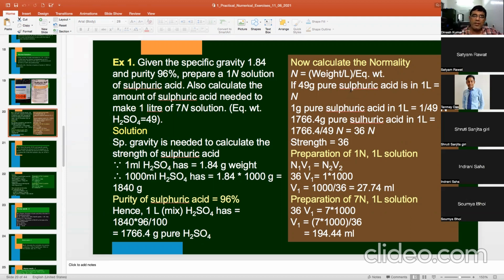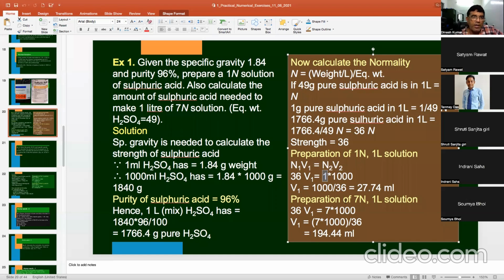So from this, you can prepare 35 normal, 30 normal, 10 normal, 1 normal, 0.1 normal, any solution, by simply using this formula, which you can remember: N1 V1 is equal to N2 V2. Here N1 is the normality of the acid and V1 is the volume of the acid required. On the right side of the equal sign, N2 is the normality, which is 1 because you want to prepare one normal solution. Then put here 1.